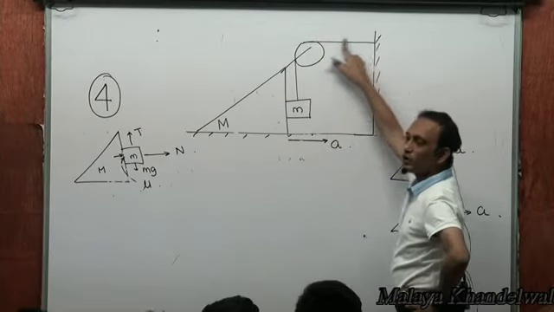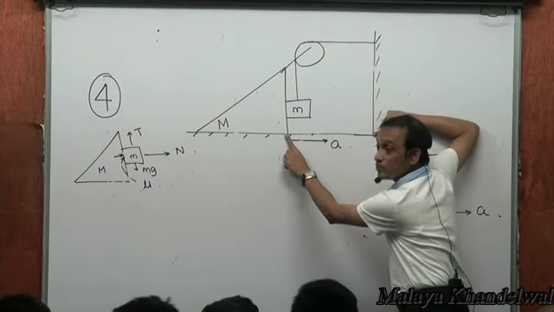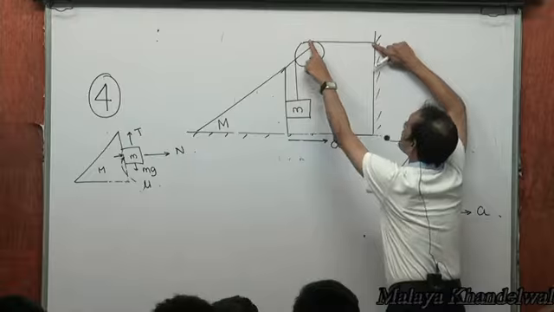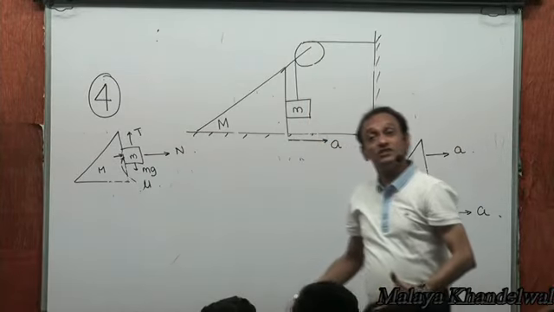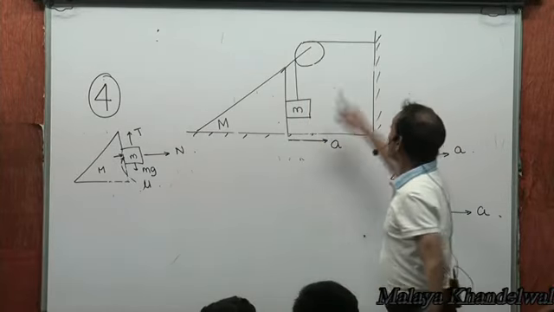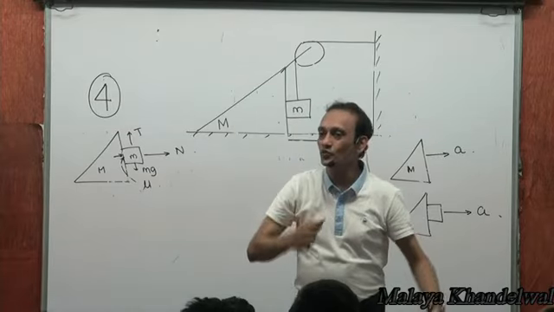This will decrease by small a. If this distance decreases by small a in a given time, then this string length will decrease by a units. And if this part of the string has decreased in length by small a units, then this would increase by small a units. That's a string constraint. Yes or no?